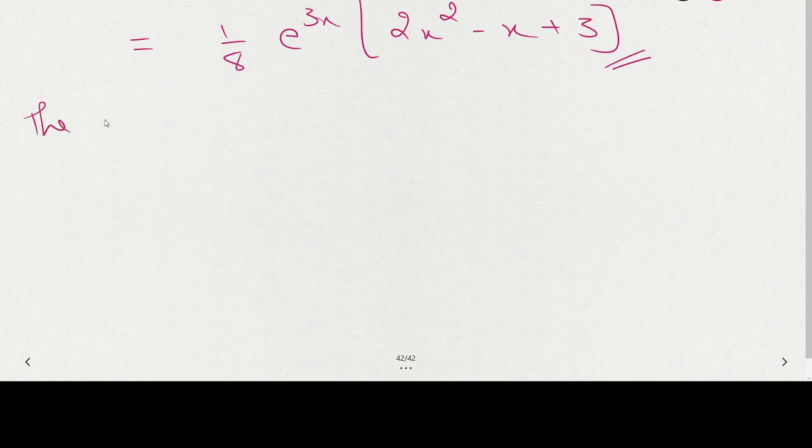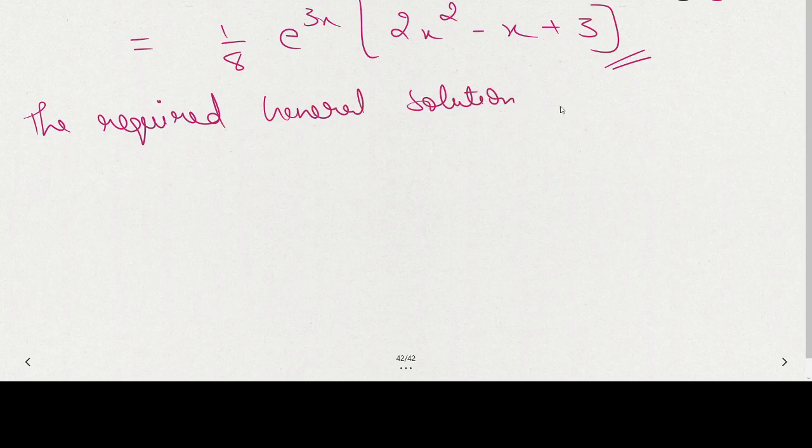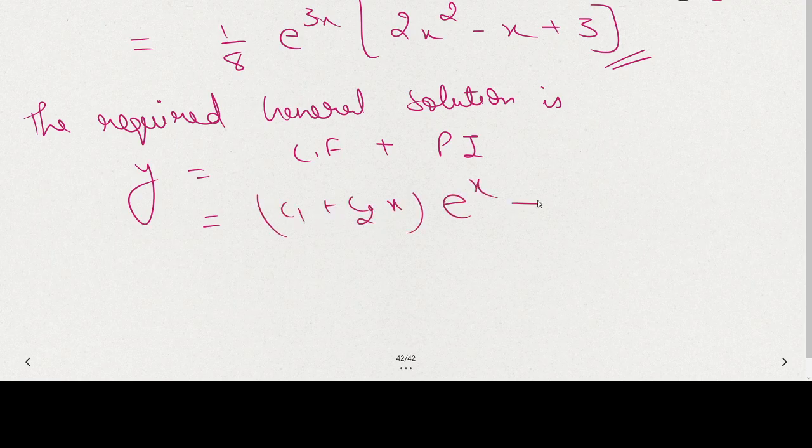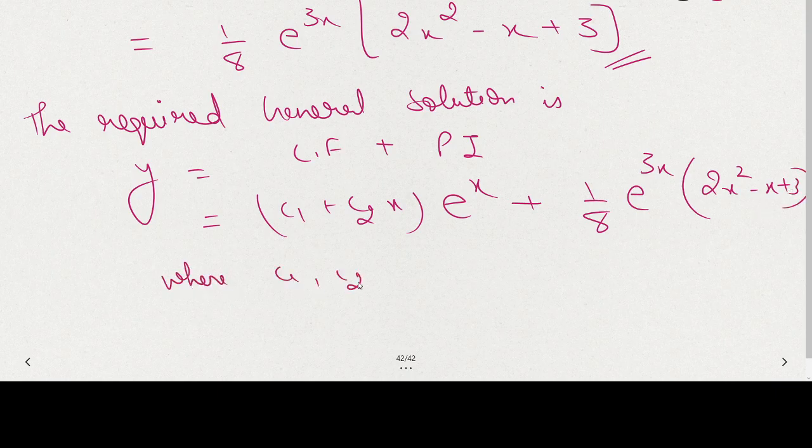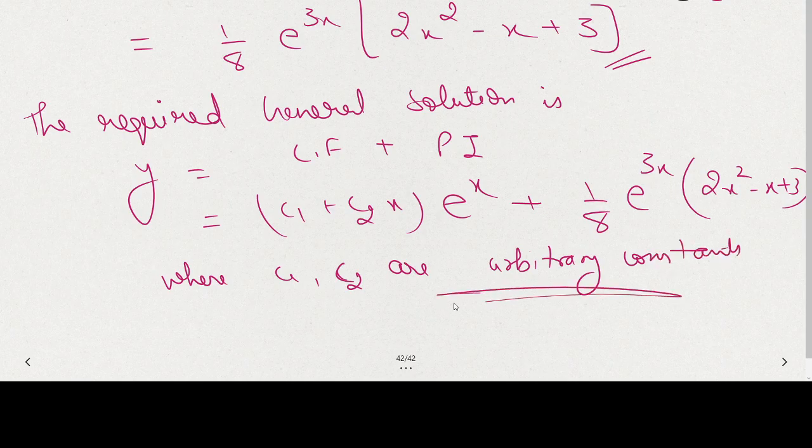Now the required general solution for that equation will be y = CF + PI. So CF is (c1 + c2 x) e^x plus 1/8 e^(3x) (2x² - x + 3). This will be the required solution, where c1 and c2 are the arbitrary constants. So this will be the required answer.